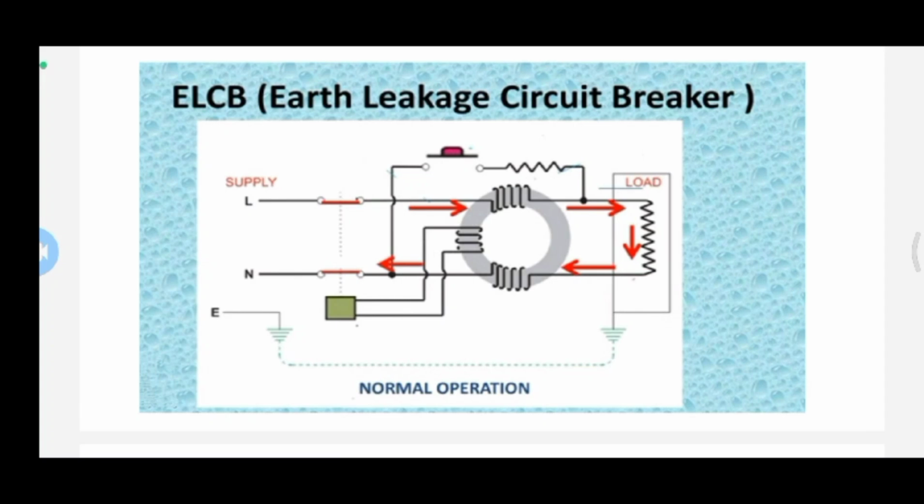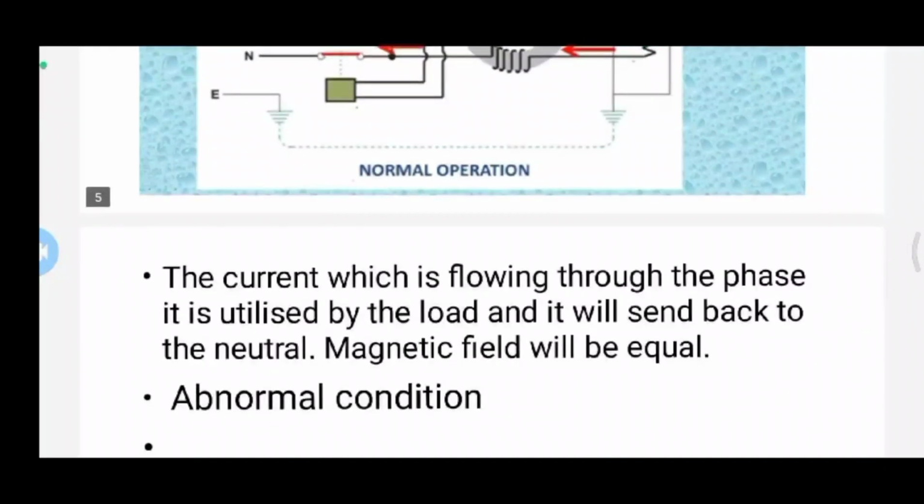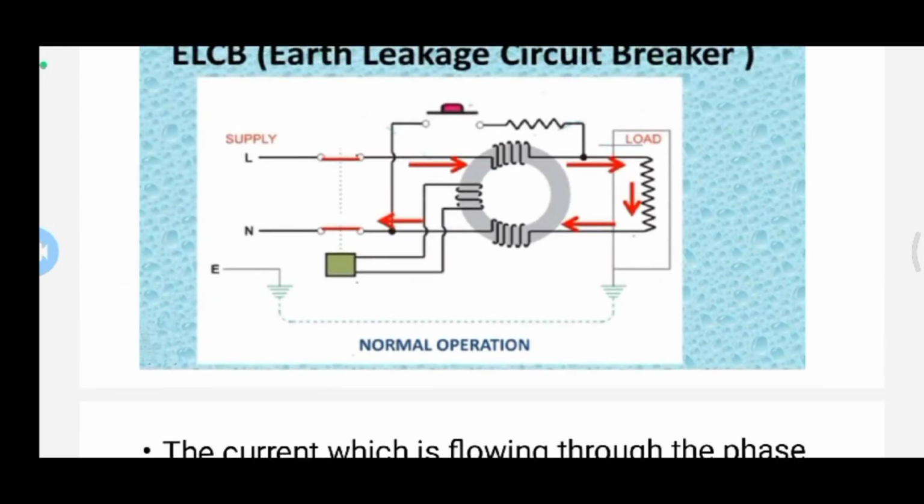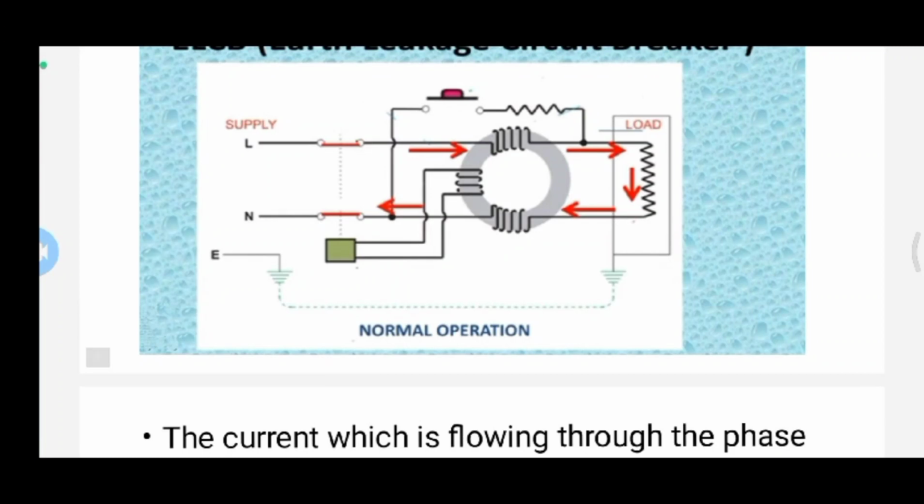If there is a winding, there is an induced magnetic flux, a magnetic field. In normal condition, the current flowing through the phase is utilized by the load and sent back to the neutral. The magnetic field will be equal in the line winding and neutral winding because the amount of current passing through both windings is equal. Magnetic field and amount of current passing are directly proportional. There is no leakage of the current in the normal condition, so there is no use of the relay.